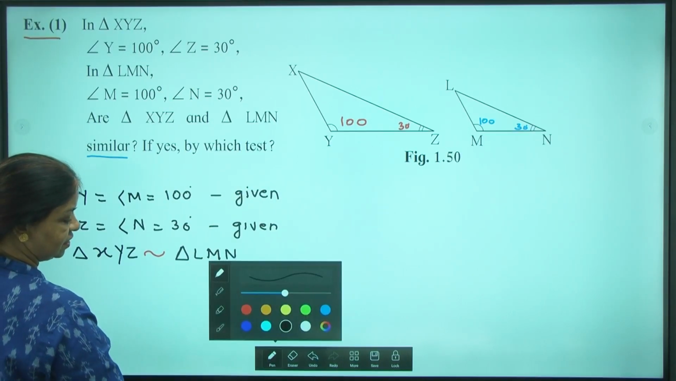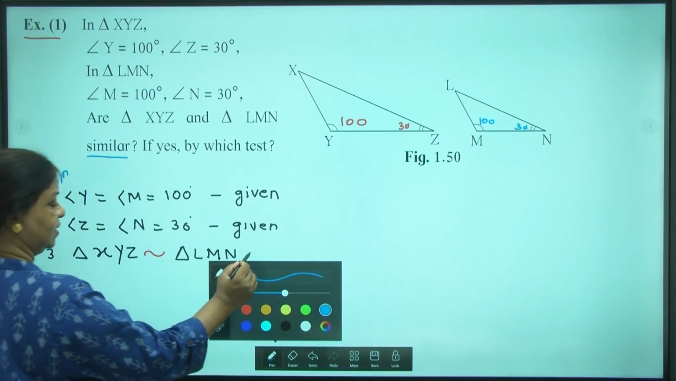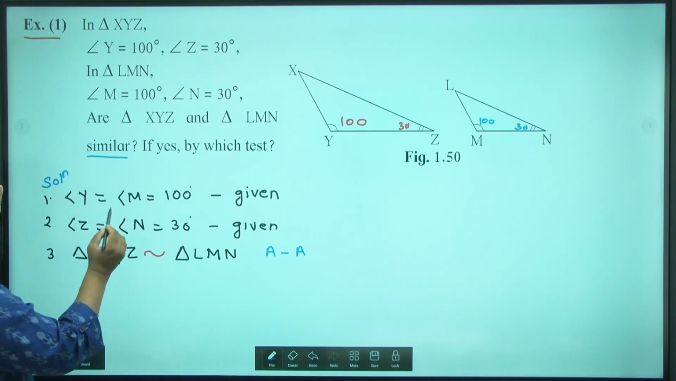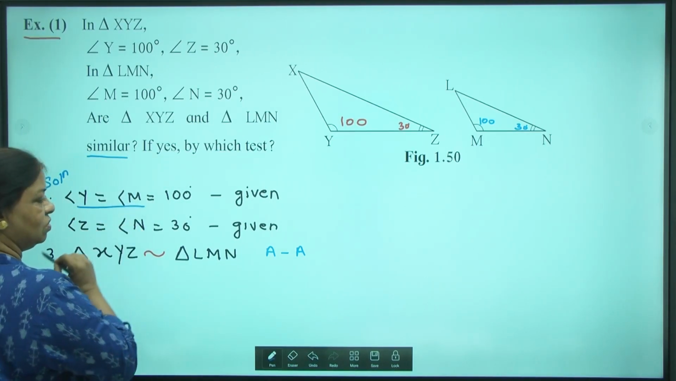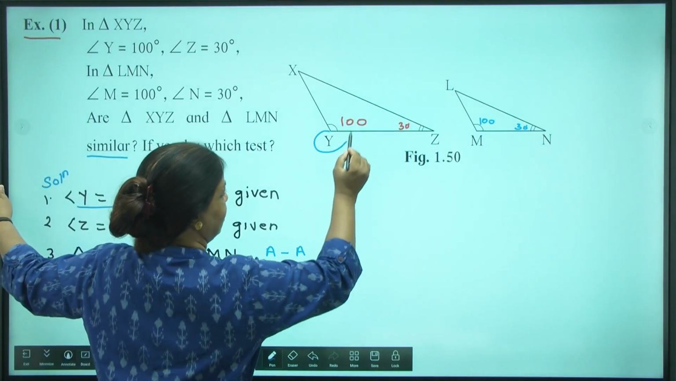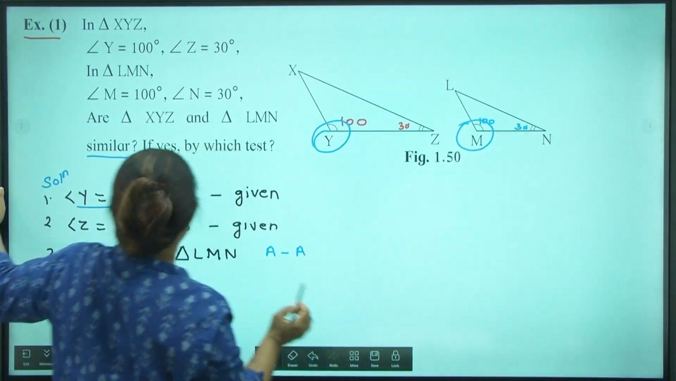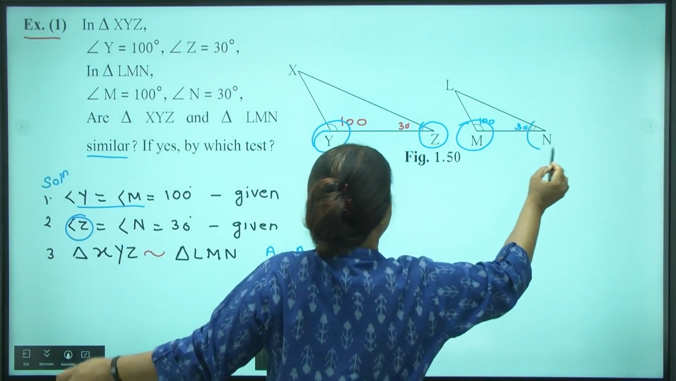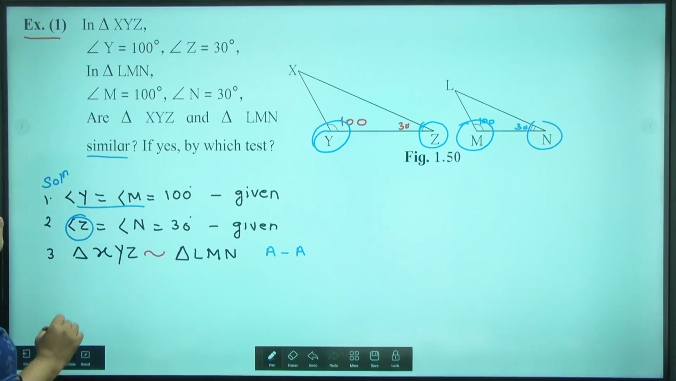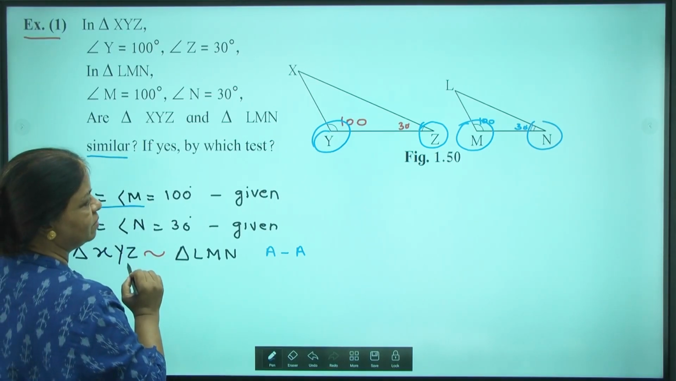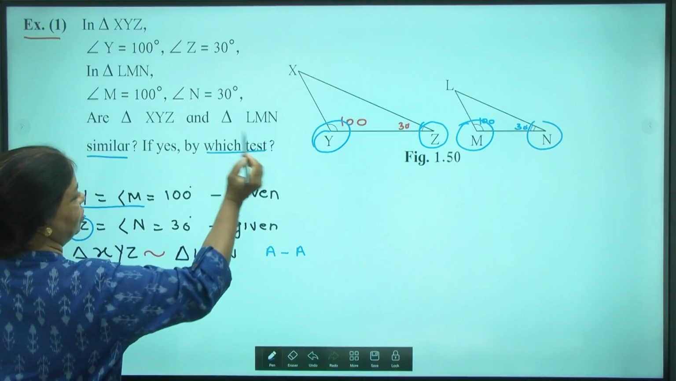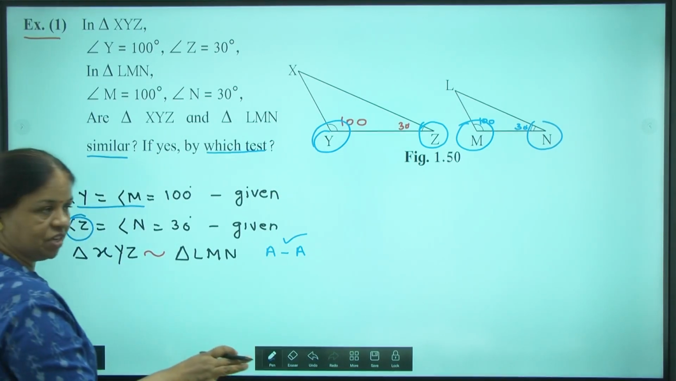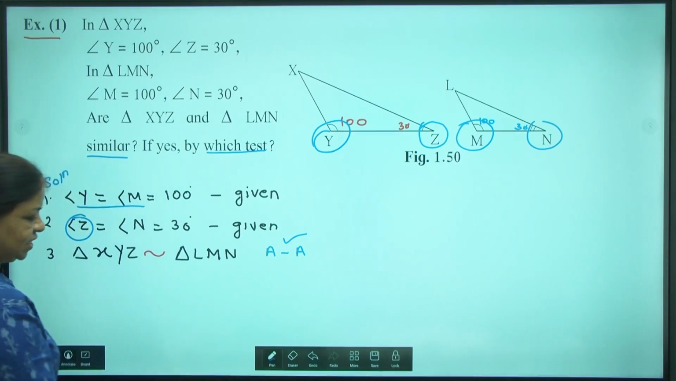And by which test? The test is the angle and angle test, because one angle is equal to another. Angle Y is equal to angle M, and angle Z is equal to angle N, and therefore by angle test these two triangles are similar. So which test? Angle test. The question only asks which test we have to mention, but let's write the corresponding sides also.